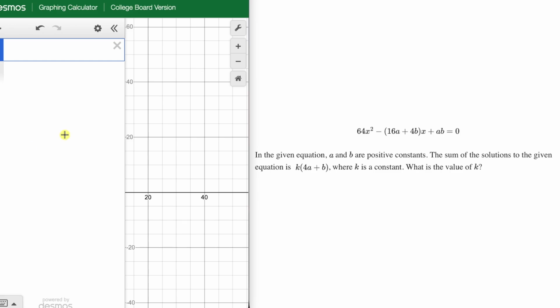Okay, so this question is saying that in the equation, a and b are positive constants, and the sum of the solutions to the given equation is k times (4a plus b), where k is a constant. What is the value of k? So the first thing you need to know before you solve this is the sum of the solutions. The sum of solutions is equal to negative b over a.